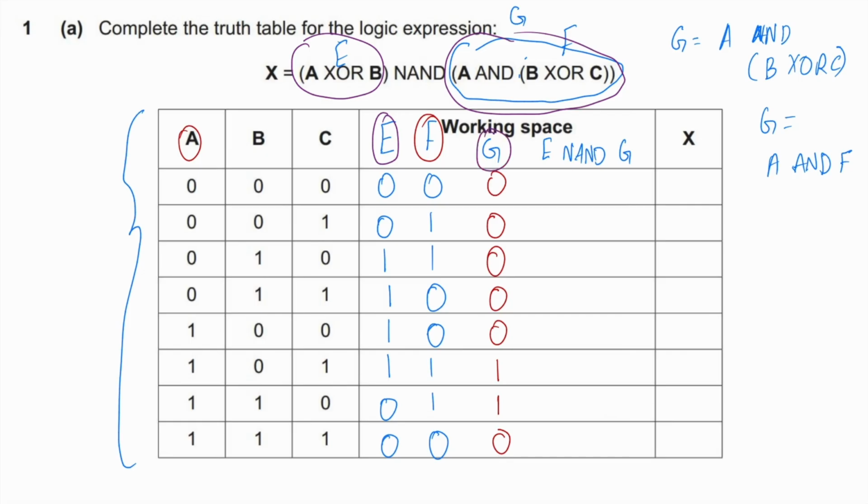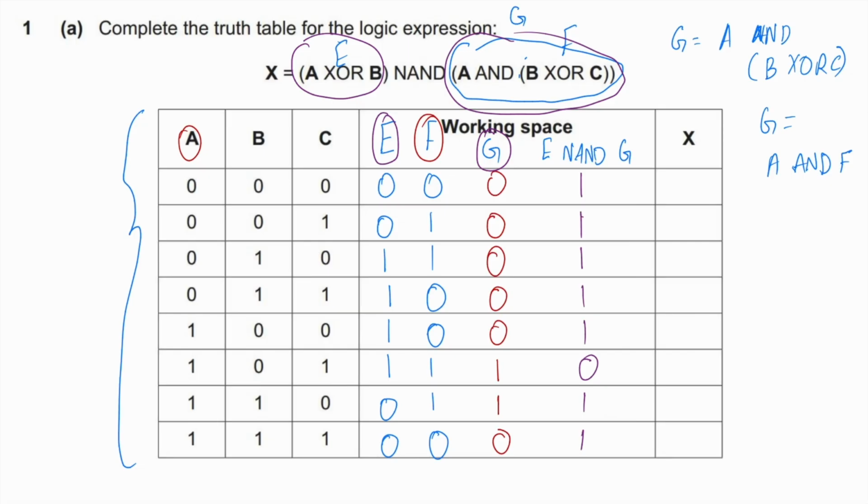And so if we have 0, 0, that's going to be a 1. If we have 0, 0, that's going to be a 1. If you have 1, 0, that's going to be a 1. 1, 0 is going to be a 1. 1, 1 is going to be a 0. 0, 1 is going to be a 1, and 0, 0 is going to be a 1.